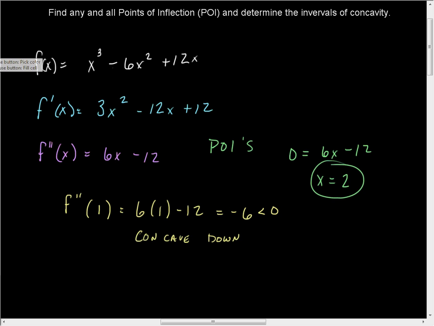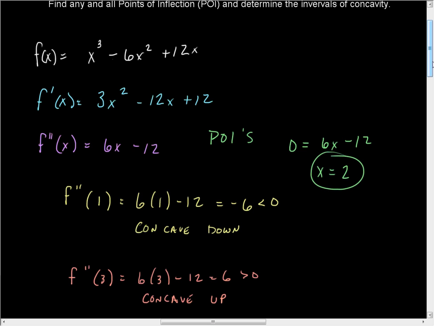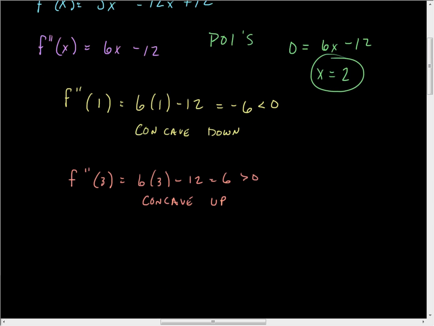Then if we take a look at an example to the right, we choose x equal to 3. So we have 6 times 3 minus 12, which is equal to positive 6, which is greater than 0. And so this is concave up. Now, because the concavity changed signs, the value x equals 2 is a point of inflection. And so now we can say confidently that we have a point of inflection at x equal to 2.